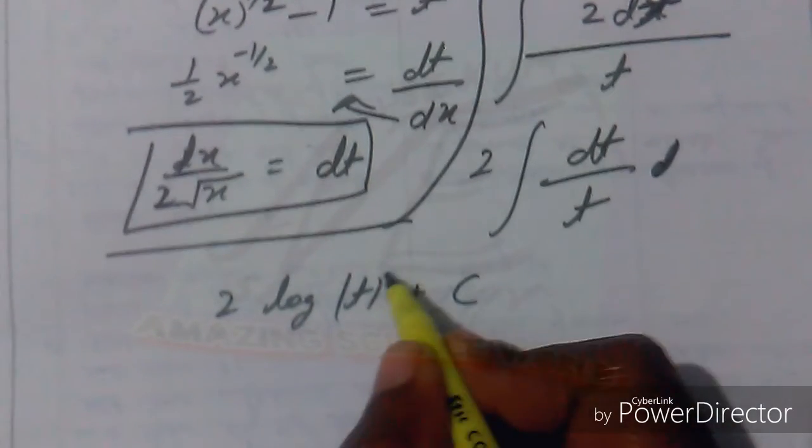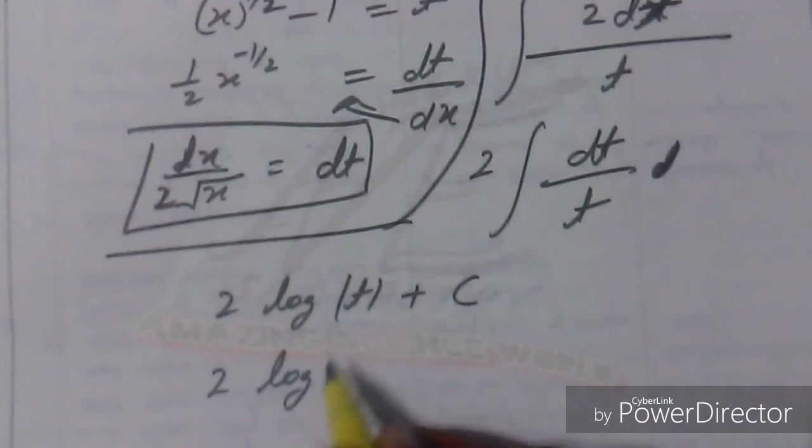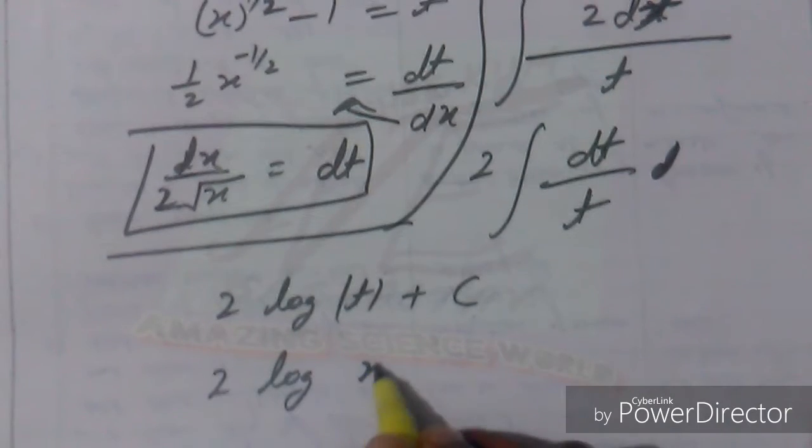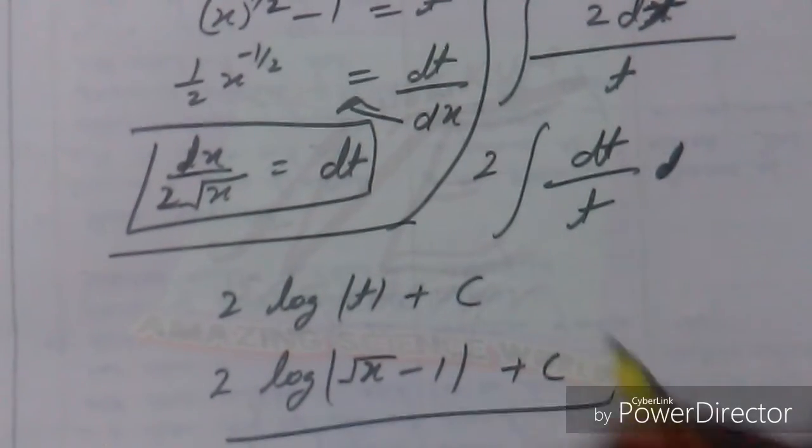My friends, now we put the value of t, that is 2 log of under root x minus 1, plus c. That is the answer.